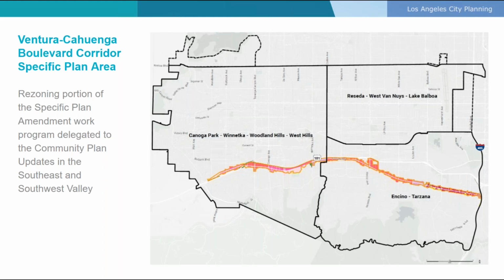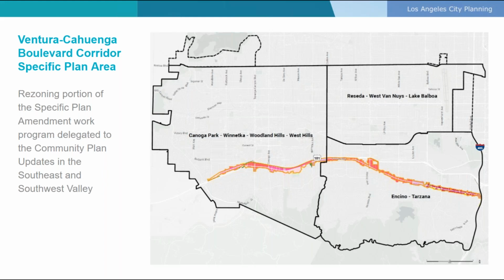Additionally, the land use and zoning portion of the Ventura-Cahuenga Boulevard Corridor Specific Plan was previously being updated separately from the overall Southwest Valley Community Plans update, despite running through the Southwest Valley neighborhoods of Woodland Hills, Tarzana, and Encino. However, in August of 2021, in order to help speed up the corridor's post-pandemic recovery, City Planning delegated the rezoning portion of the Ventura-Cahuenga Specific Plan Amendments Work Program to the community plans updates underway in the Southeast and Southwest Valley.